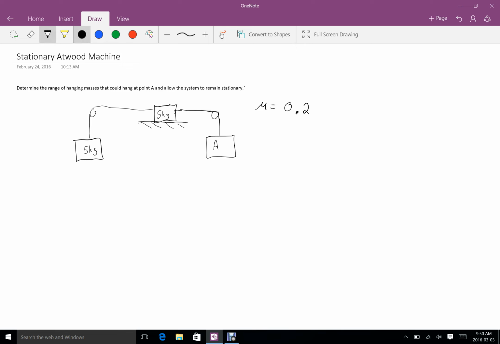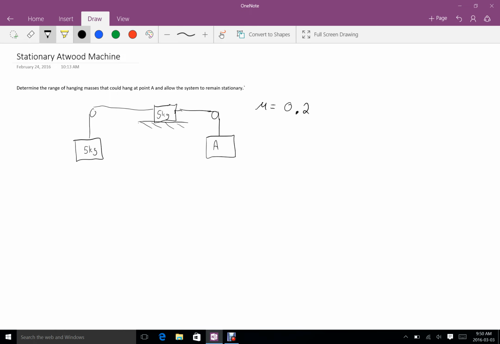is that there should be a range of masses where the 5 kilogram object isn't heavy enough to overcome the force of friction, to where A isn't heavy enough to pull the whole system to the right, that will allow this system to remain stationary.